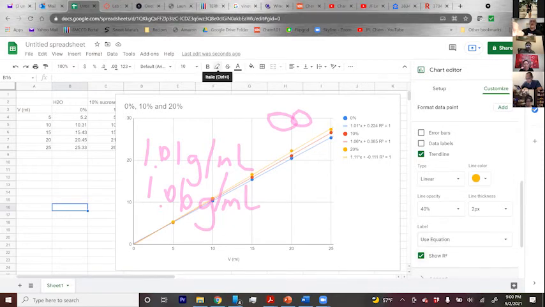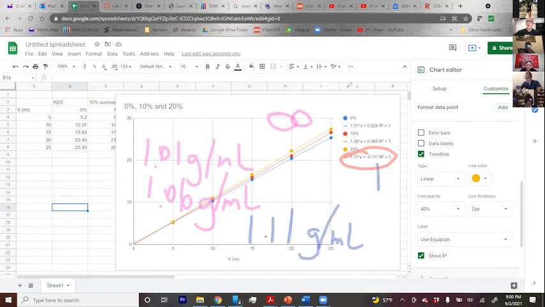So you can see that now there's my new equation. It's a little different. The slope now is 1.11 grams per mil. And this time my y-intercept is actually negative. So it's a little bit less than 0. It's pretty close to 0, but it's a little bit less than 0. So that's also problematic.